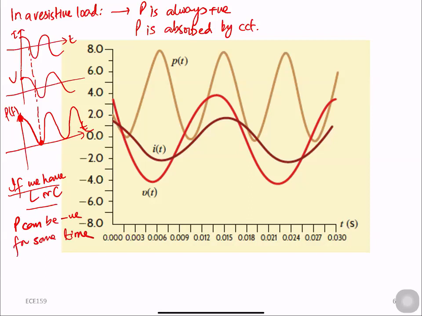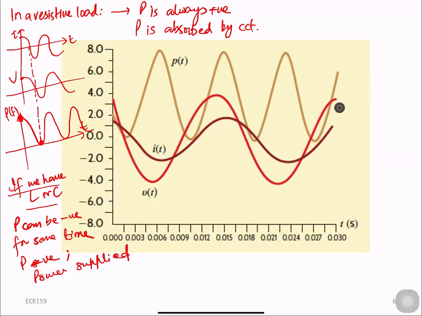What does a negative power mean? Inductor and capacitor can store energy. So negative power actually means that the power is being supplied to the circuit. Power negative means power is supplied to the circuit.